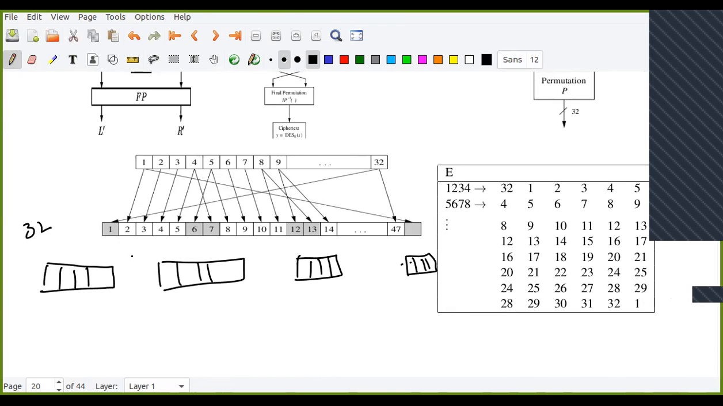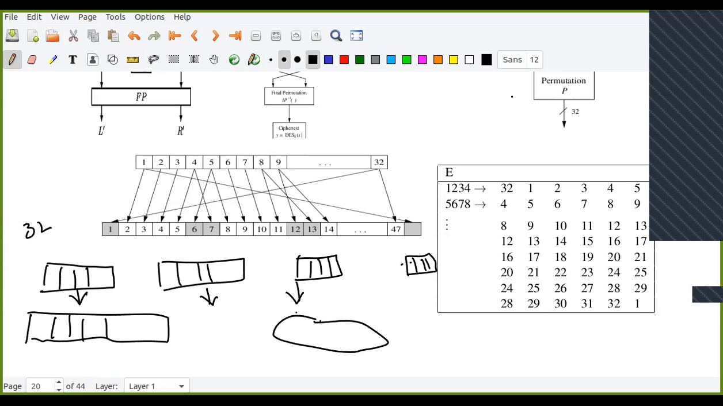32, no? 8 will come, right? 8. 8 will come, yeah. Now I will convert it into 6, right? This I have to convert into size 6. That is expansion. How will we do it? So this last 32 will come here.